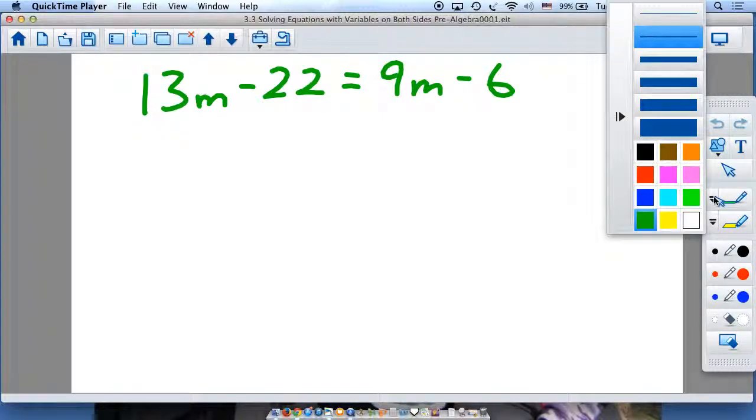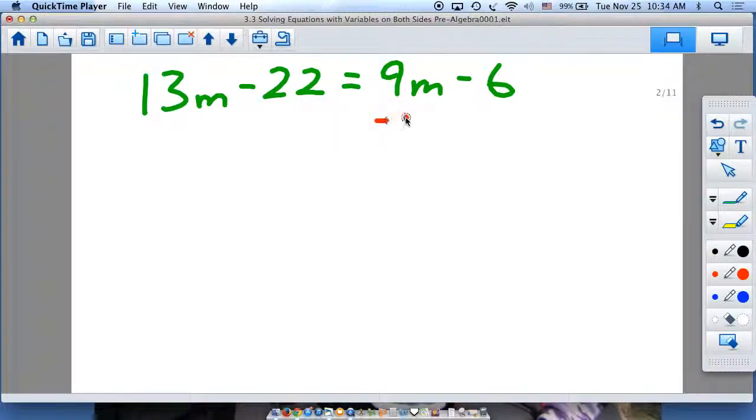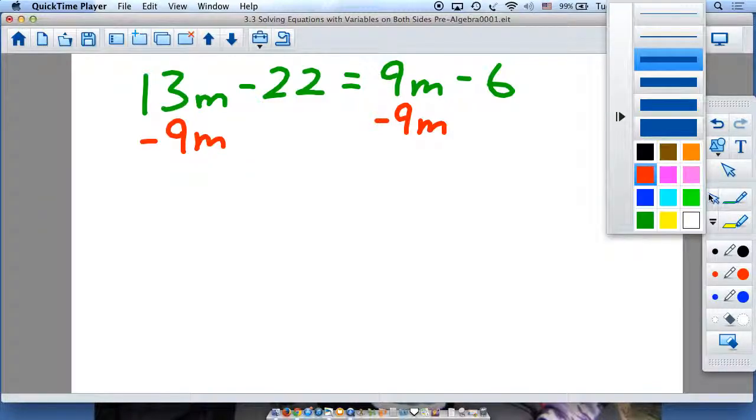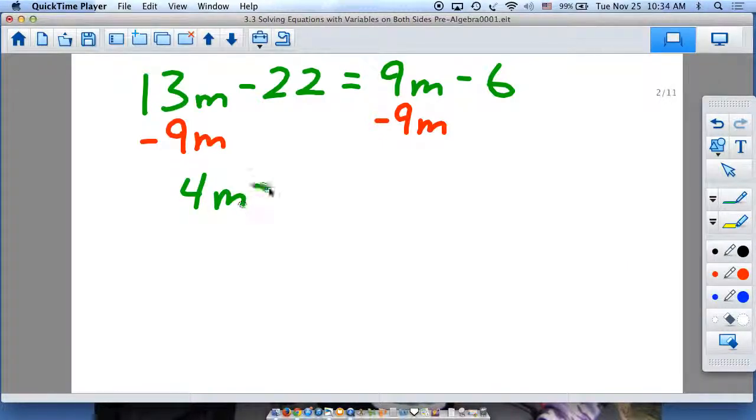So since I'm going to get my variables together first, I'm going to subtract 9m from both sides of my equation. So that way I get the m's together. So we understand combining like terms. So we have 13m minus 9m, and 13m minus 9m gives me 4m. I bring down the minus 22 equals, now I have a negative 6 here. We can't leave that negative sign off that's in front of it. That's 6. If it was an addition sign, we could leave it off because we know the number's positive.